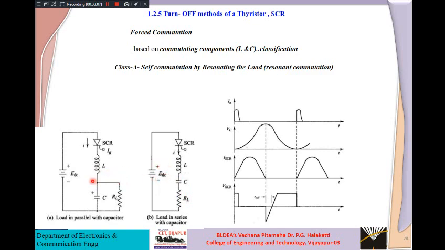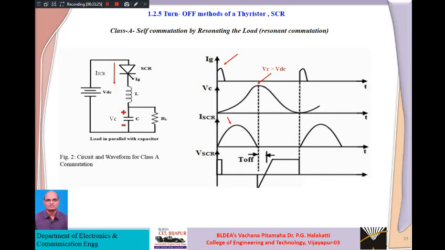Now we'll try to understand the operation of class A self commutation by resonating the load, this type of forced commutation, with the help of this C connected in parallel with RL. That we will try to understand with the help of this one. It is very clear.